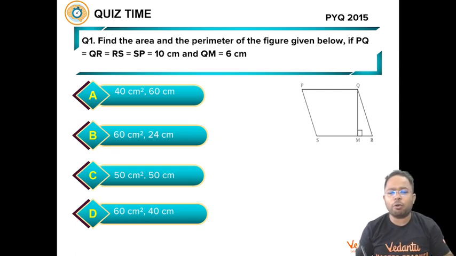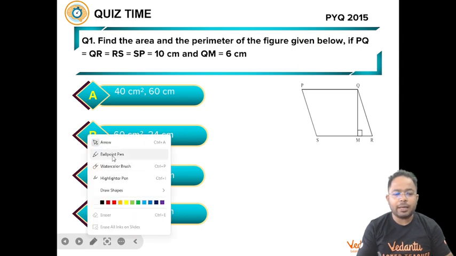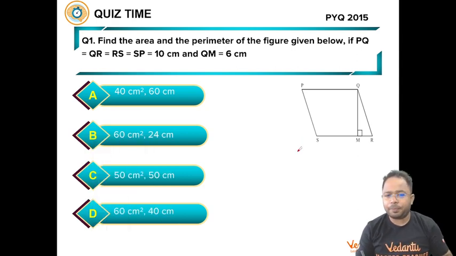These are questions which have already come in your exams, and they are important because you will get an idea, a pattern, of how questions can arise from different topics. So you have to find the area and the perimeter of this given figure, where PQ is equal to QR is equal to SR is equal to SP. I'm very sure you are aware of this figure. That's a rhombus.